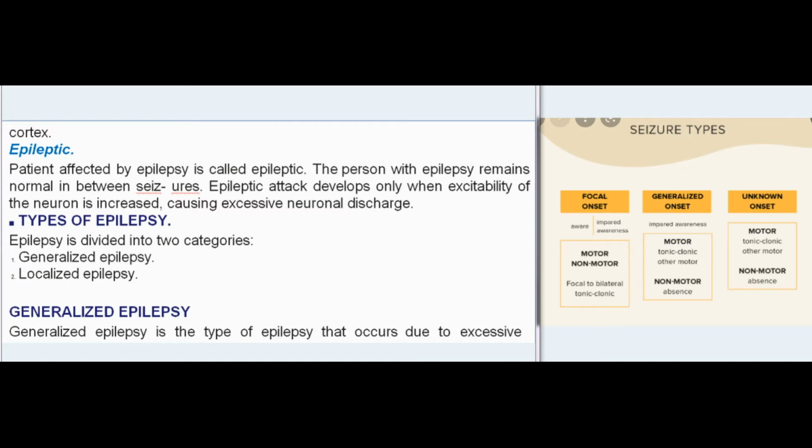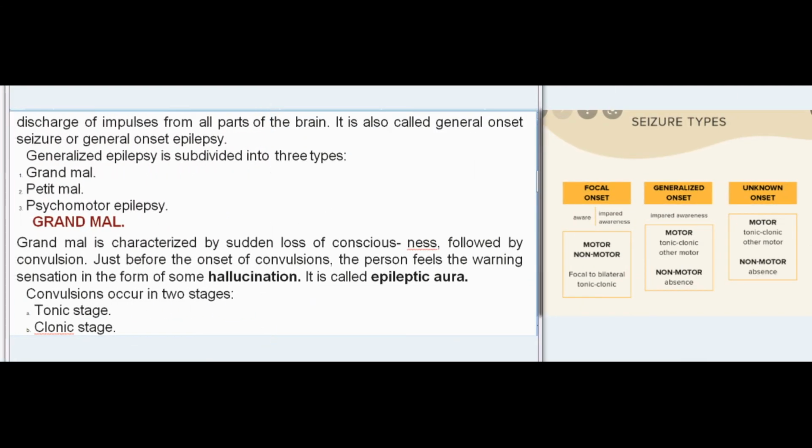Types of epilepsy. Epilepsy is divided into two categories: generalized epilepsy, localized epilepsy. Generalized epilepsy. Generalized epilepsy is the type of epilepsy that occurs due to excessive discharge of impulses from all parts of the brain. It is also called general onset seizure or general onset epilepsy. Generalized epilepsy is subdivided into three types: grand mal, petit mal, psychomotor epilepsy.